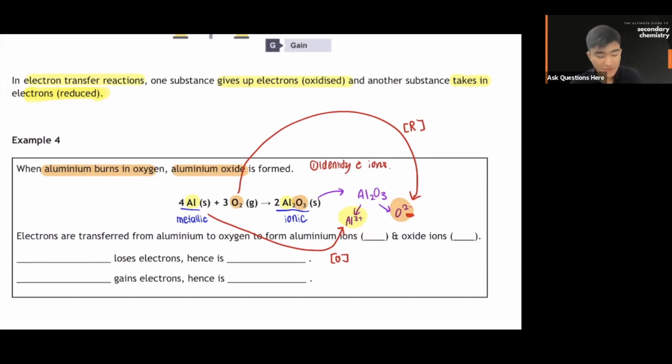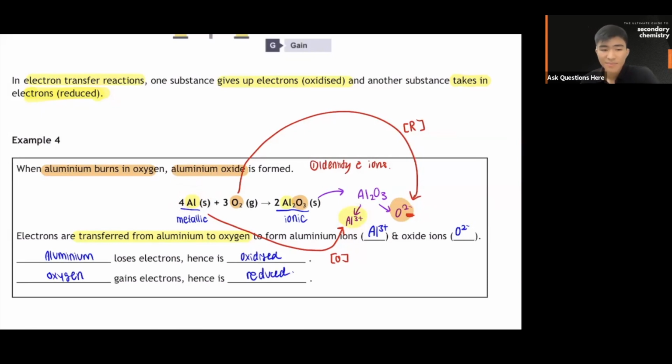So electrons are transferred, let's read here. Electrons are transferred from aluminum to oxygen to form aluminum ions, Al3+, and oxide ion, which is O2-. So just now I said already, what is the one that loses electrons? The one that becomes positive is the one that loses electron, right? So aluminum loses electrons. Therefore, it is undergoing oxidation. Whilst we also can observe that oxygen gains electrons, hence it has undergone reduction.